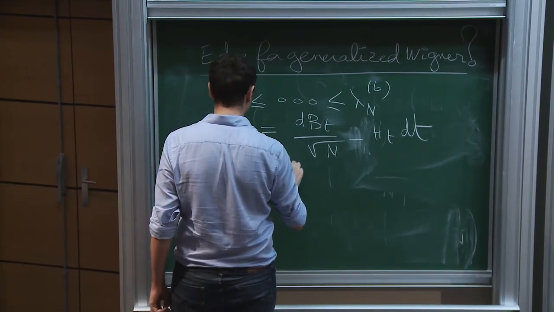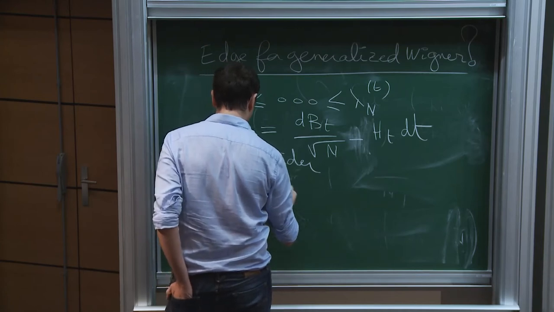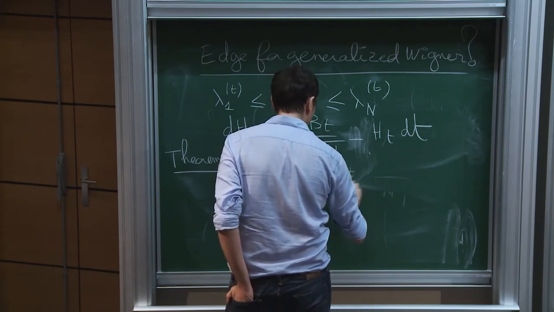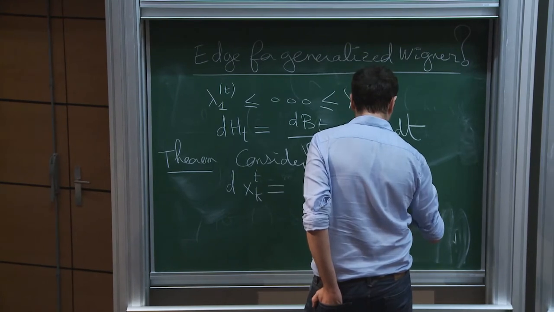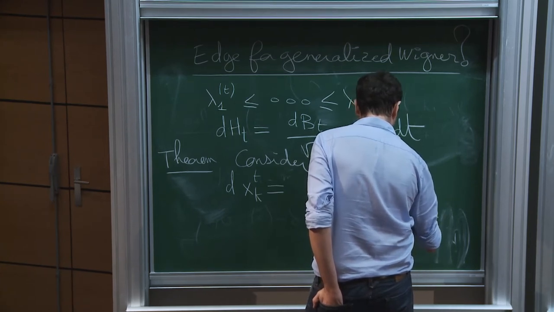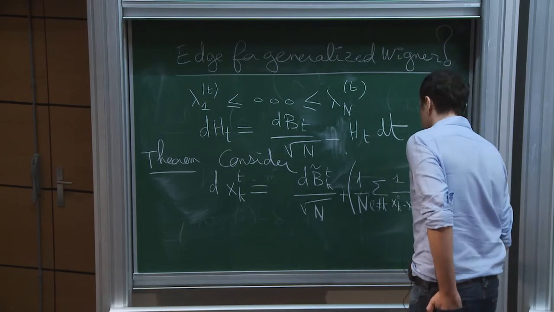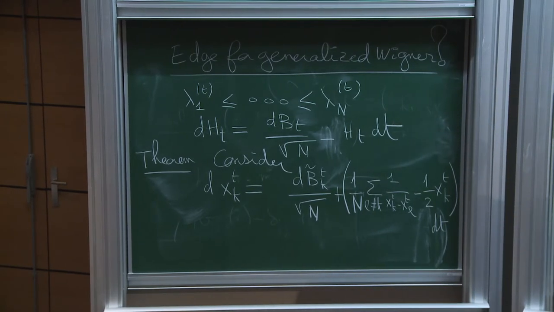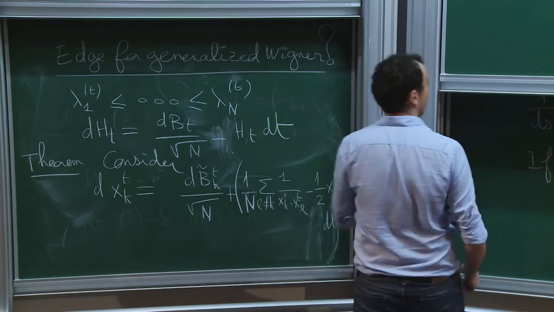If you consider the following stochastic differential equation, let's say dxk(t) is d B̃k(t) over square root n, plus 1 over n, sum over l different from k, of 1 over xk minus xl, minus 1/2 of xk, dt. This is an equation you can consider. Now, is there a solution? What are its properties? That's what we're going to say here.